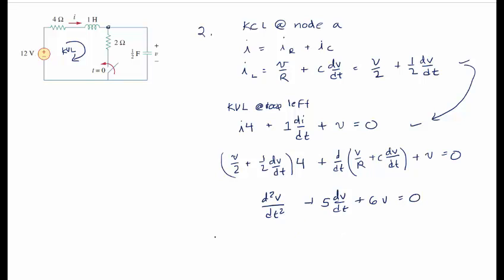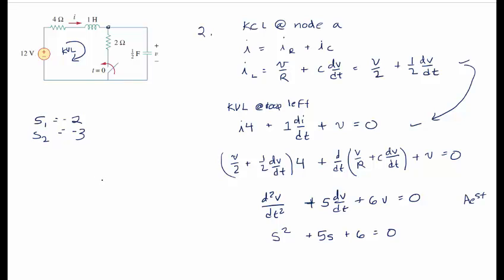From this we can substitute our assumed solution A e to the st into this equation right here, and we will get our characteristic equation, which will be s squared plus 5s plus 6 equals 0. Even without knowing RLC values, we can just apply our quadratic formula and we'll get that S1 equals -2 and S2 equals -3.